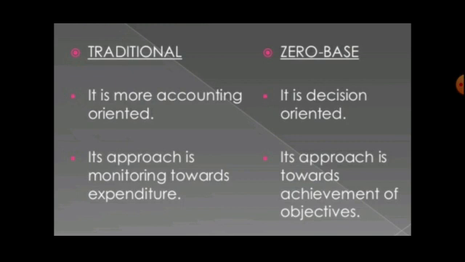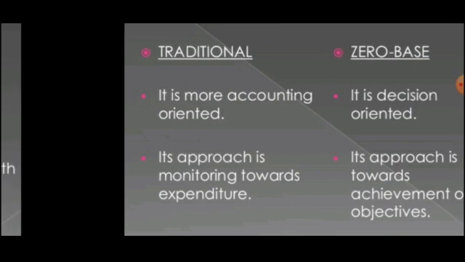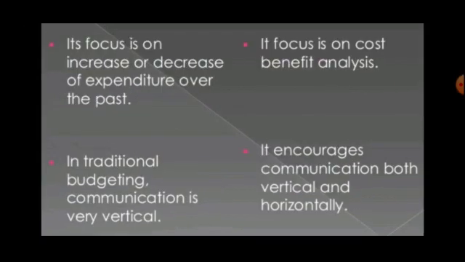That means more or less the traditional budget is based on controlling, and the zero based budget is based on the achievement of objectives. Traditional budget focuses on the increase or decrease of expenditure over the past, while zero based budget focuses on cost-benefit analysis. In traditional budgeting, communication is very vertical, from top to bottom, while in zero based budget the communication is both horizontal and vertical, that means the suggestions are always welcome.